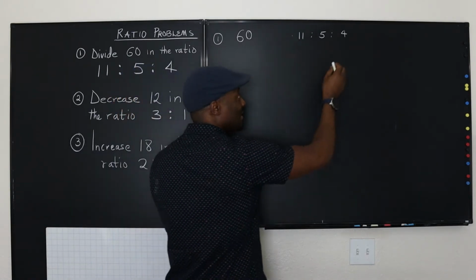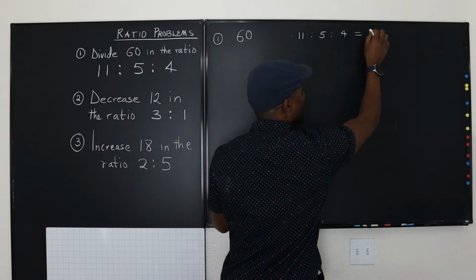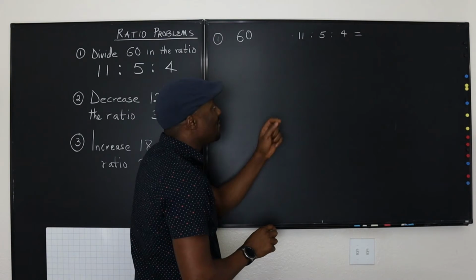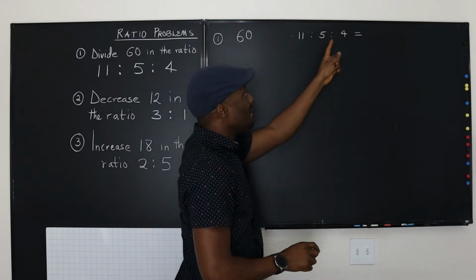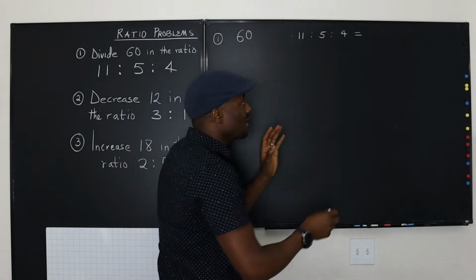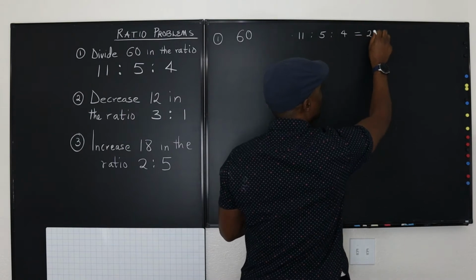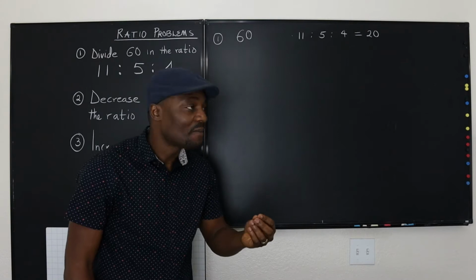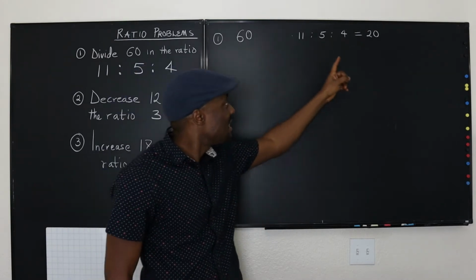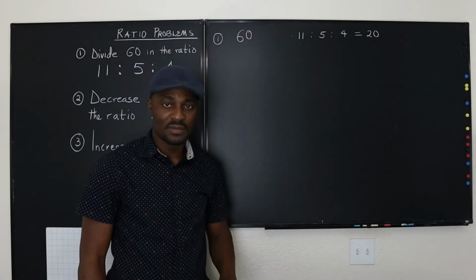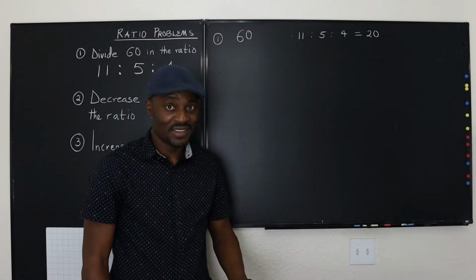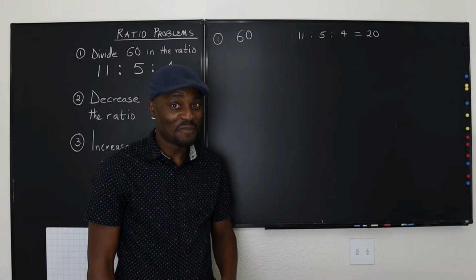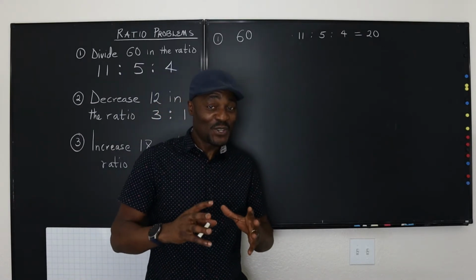Well, why don't we add 11 to 5 to 4, and I'm going to tell you what you do with that. 11 to 5 to 4 is going to be 20. So for you to know how many oranges will be in one bag, you want to divide 60 by 20. Because really, you're going to have 20 bags. Okay, so it's very easy for you to do this.